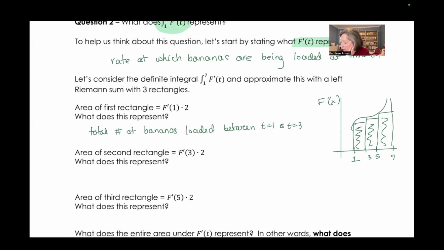The second rectangle, I'm going to use f prime of 3. I'm going to use this height. Again, that height is representing the rate that bananas are being loaded at time 3. I'm going to use that rate to approximate from 3 to 5. If I multiply the rate at which bananas are being loaded per minute by 2 minutes, that's how many bananas are loaded between t equals 3 and t equals 5.